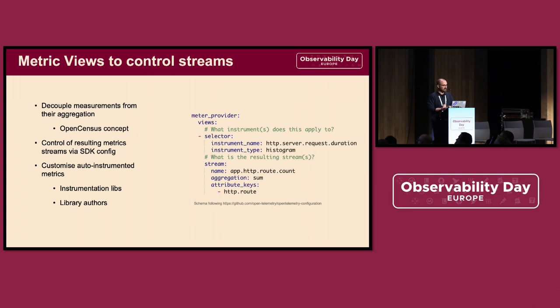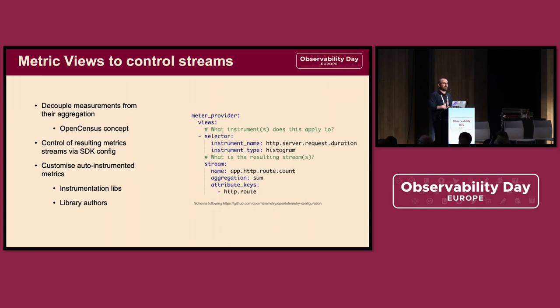aggregate those measurements, and change something from how the original instrumentation author intended that metric to be produced. On the right-hand side, for example, we're seeing an example of a view that is configured to take one of the auto-instrumented metrics, which is request duration. By default, that's a histogram, but maybe I'm interested only in getting a sum of all the requests for each of the routes that hit my application, right? And we can do that at runtime. We can configure that without having to change any code and without having to change any of the API layer of how that is instrumented.